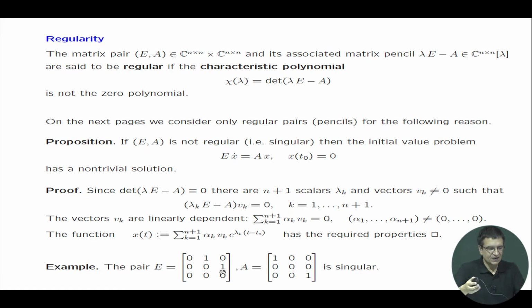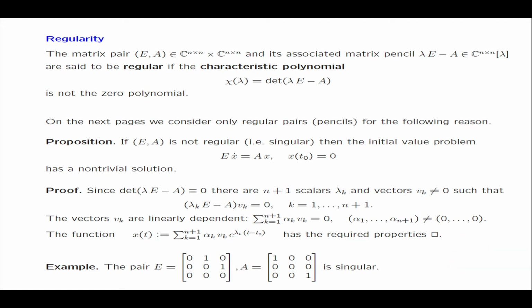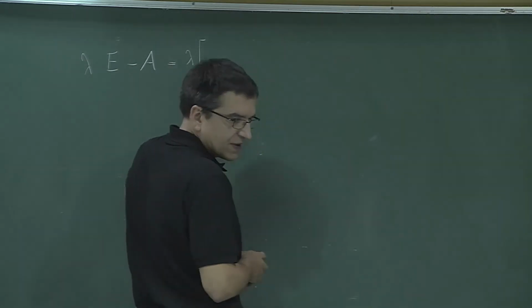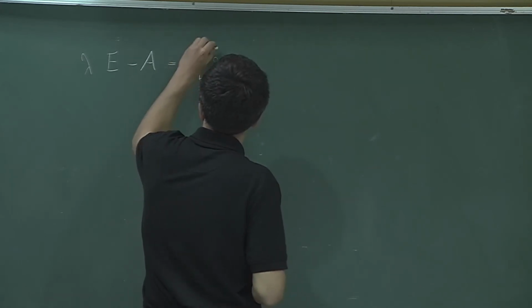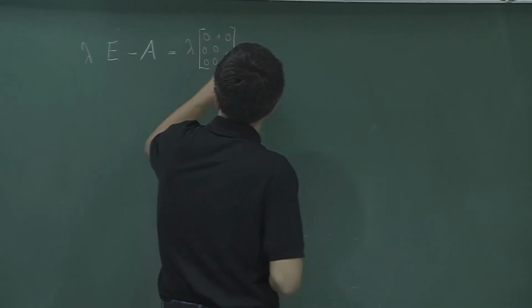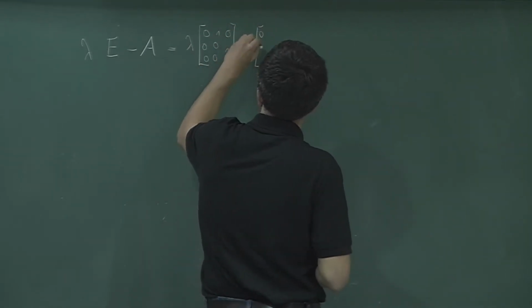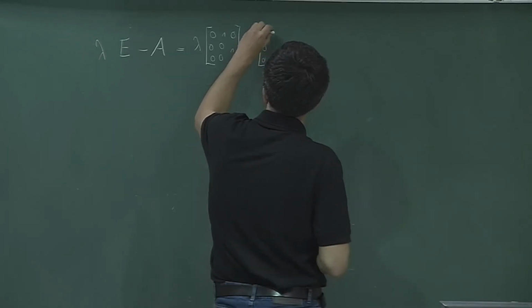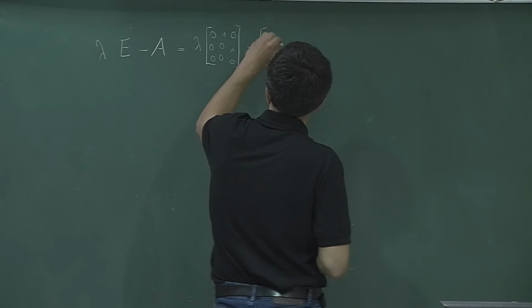Let me explain why this is indeed a singular pair. So if I take this lambda E minus A, okay, let me write the matrices. So then I have here 0 0 0 1 1 minus 0 0 0. So yeah, here 1, here 1.